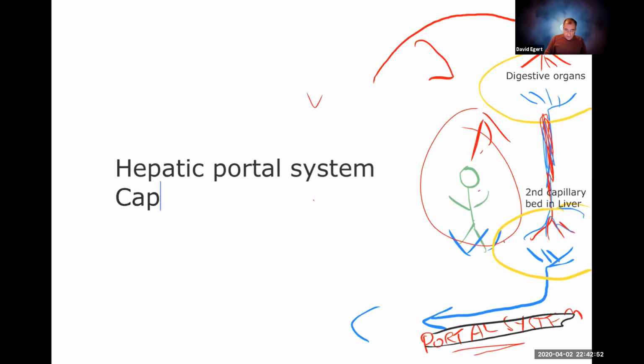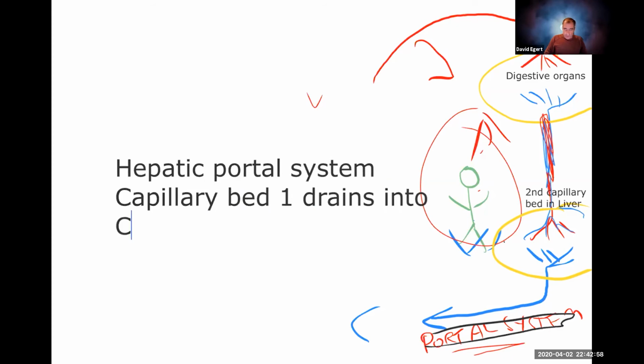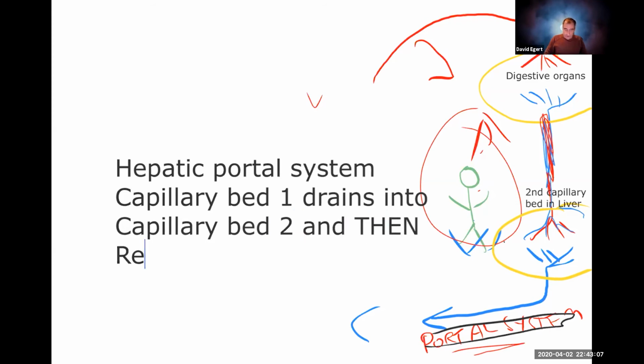Basically, capillary bed 1 drains into capillary bed 2 and then returns to the heart. Right? Because normally you go out to the capillaries, then you come back to the heart.